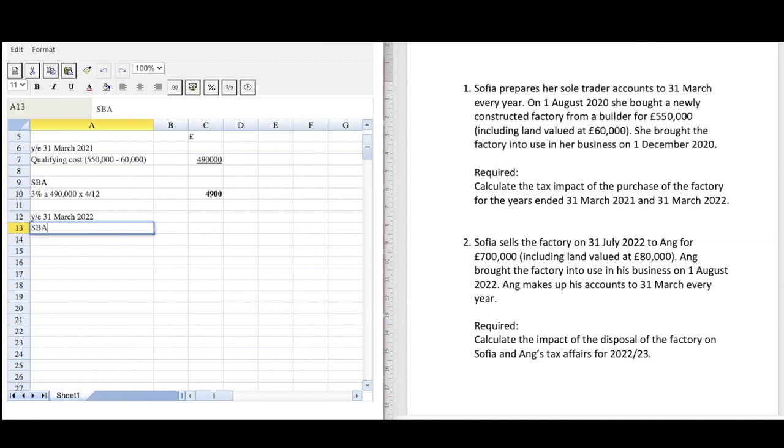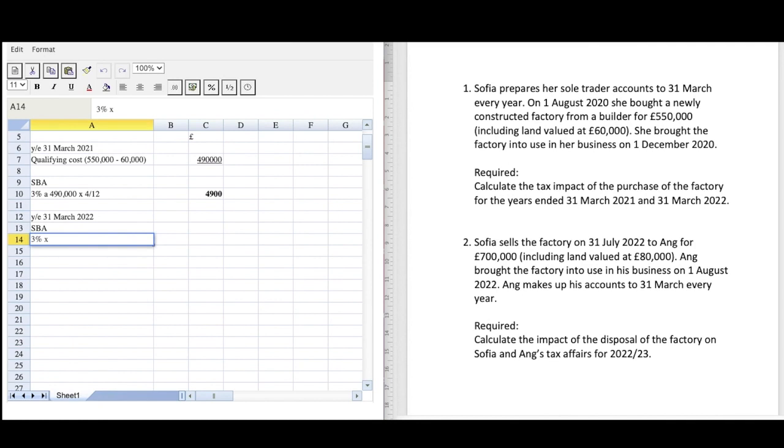we are doing our SBA again that year, 3% rate. This time we're not going to restrict it at all because we only do that in the year of acquisition and also in the year of disposal, which is the other thing to watch out for that is different to plant and machinery allowances. So for the periods in between, we just take the 3%.